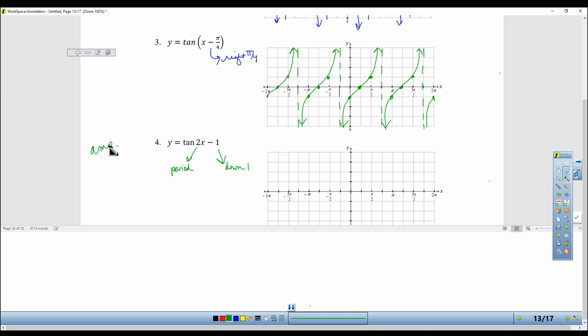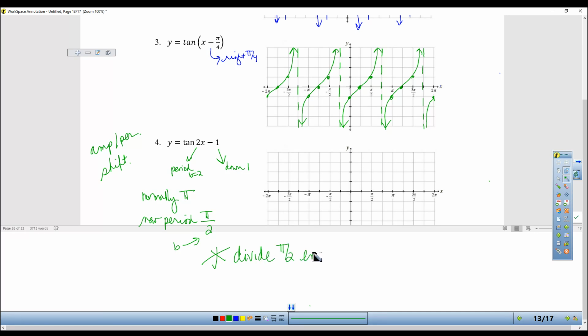I personally, just like last time, do amplitude and period as my first graph, and then my shift is my second graph. So my period is normally pi. So my new period is going to be pi over whatever b is. B is 2, so pi over 2. That's my b. Now think about that. Remember, the period is the hard one for tangent. You have to divide pi halves evenly over the y-axis. So pi halves divided in half would be pi fourths on either side.